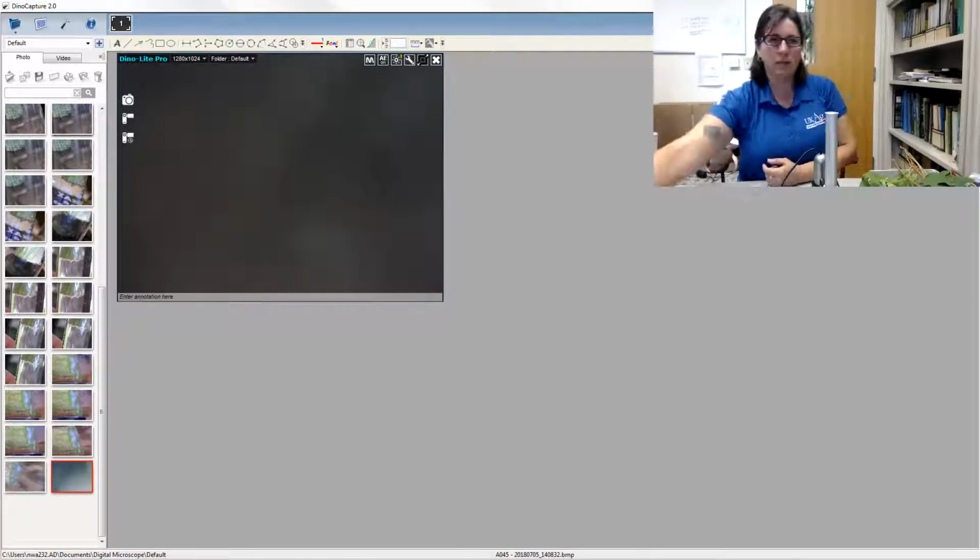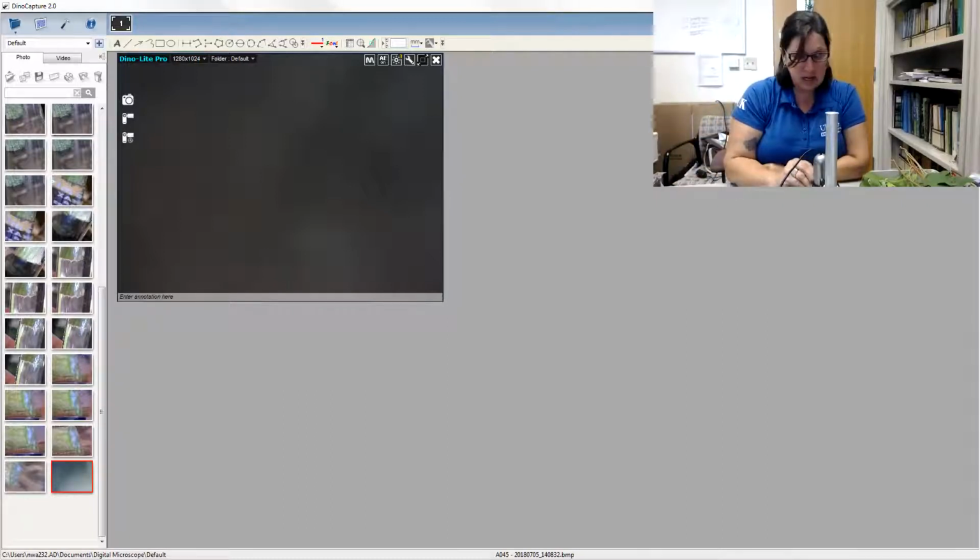Sometimes you can see kind of the raised edge. Notice there is no tan center.